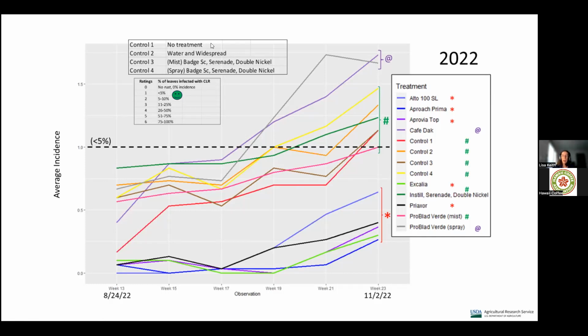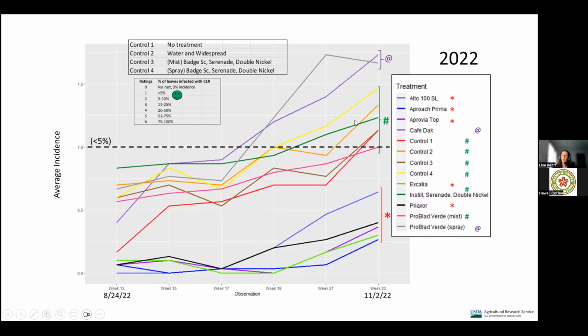Here, the rating scale, and starting here for 2022, week 13 was actually the end of August, going to week 23, the beginning of November, trends increasing in incidence, as we are getting towards harvest, which aligns with everything Melissa also sees in the field, and grouping into, well, what seems to work better, keeping incidence lower, these groupings as far as Preaxor and the true systemics, IR4 systemics.